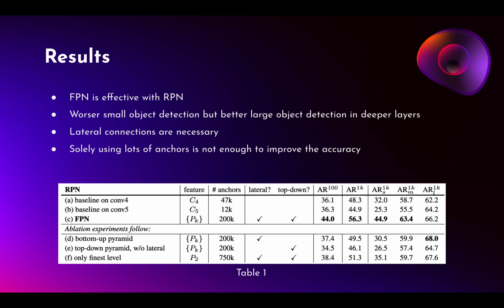By comparing F with C, the performance of using only the last layer P2 is not as good as using P2, P3, and P4. It can also be found that due to the relatively high spatial resolution of P2, there are many anchors. It can be concluded that just using a lot of anchors is not enough to improve the accuracy.